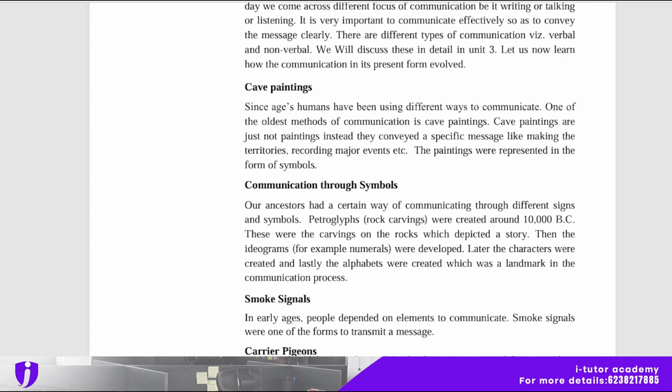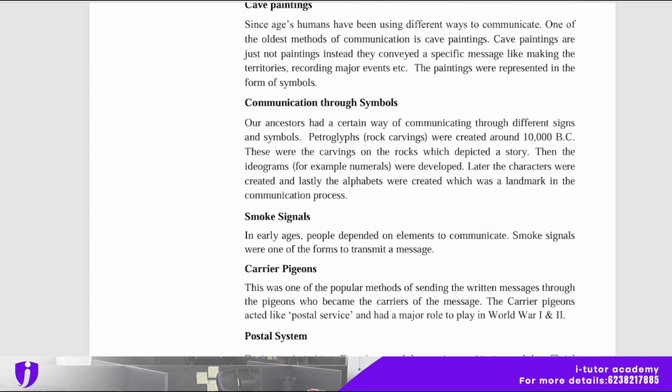Cave painting. Since the earliest ages, humans have been using different ways to communicate. One of the oldest methods of communication is cave painting. Cave paintings are not just paintings. Instead, they conveyed a specific message, like marking territories, recording major events, etc. Okay, and communication through symbols. Our ancestors had a certain way of communicating through different signs and symbols.